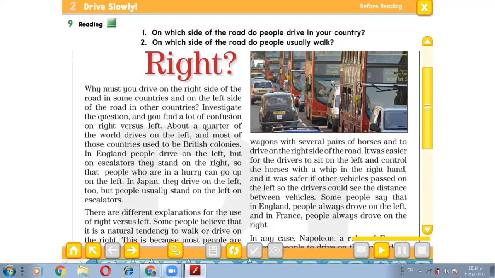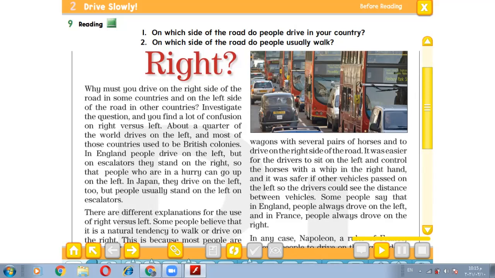Investigate the question and you find a lot of confusion on the right versus left. About a quarter of the world.